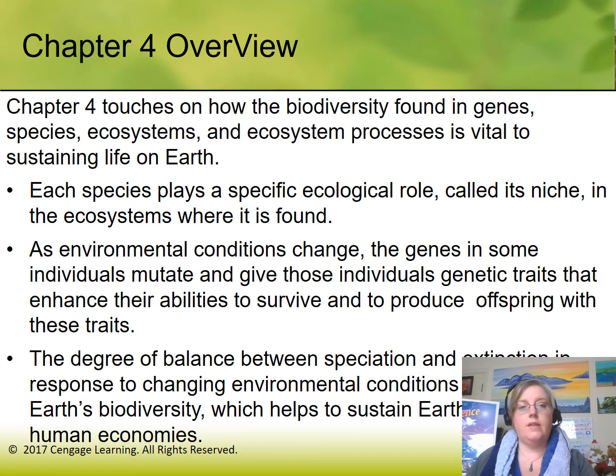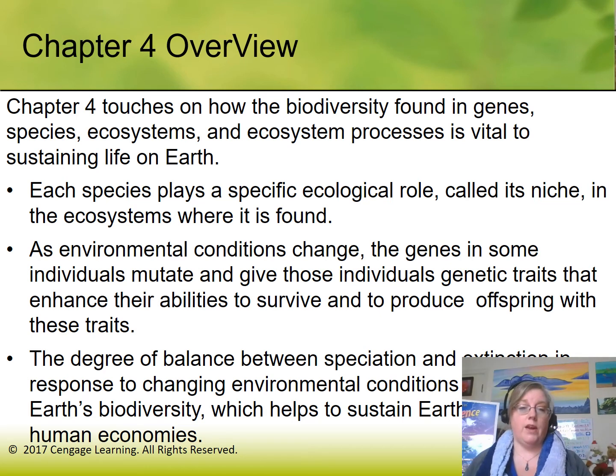All right, guys, this slide is an overview of the whole chapter. And the part at top without a bullet says, Chapter 4 touches on how biodiversity is found in genes, in species, in ecosystems, and in ecosystem processes. Do you see that? There's four because there's four types of biodiversity. And then the bullets go over the basics of each section in this chapter.